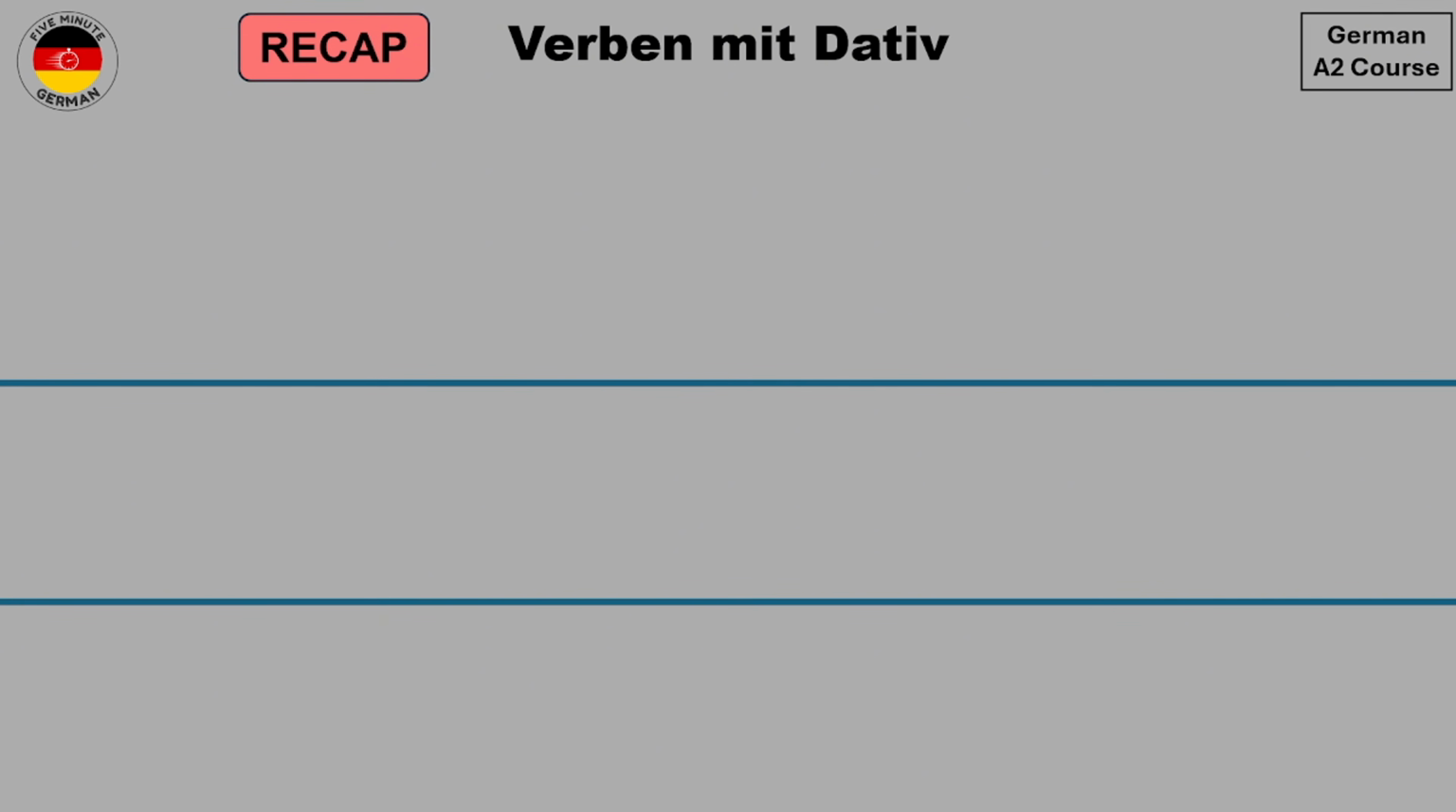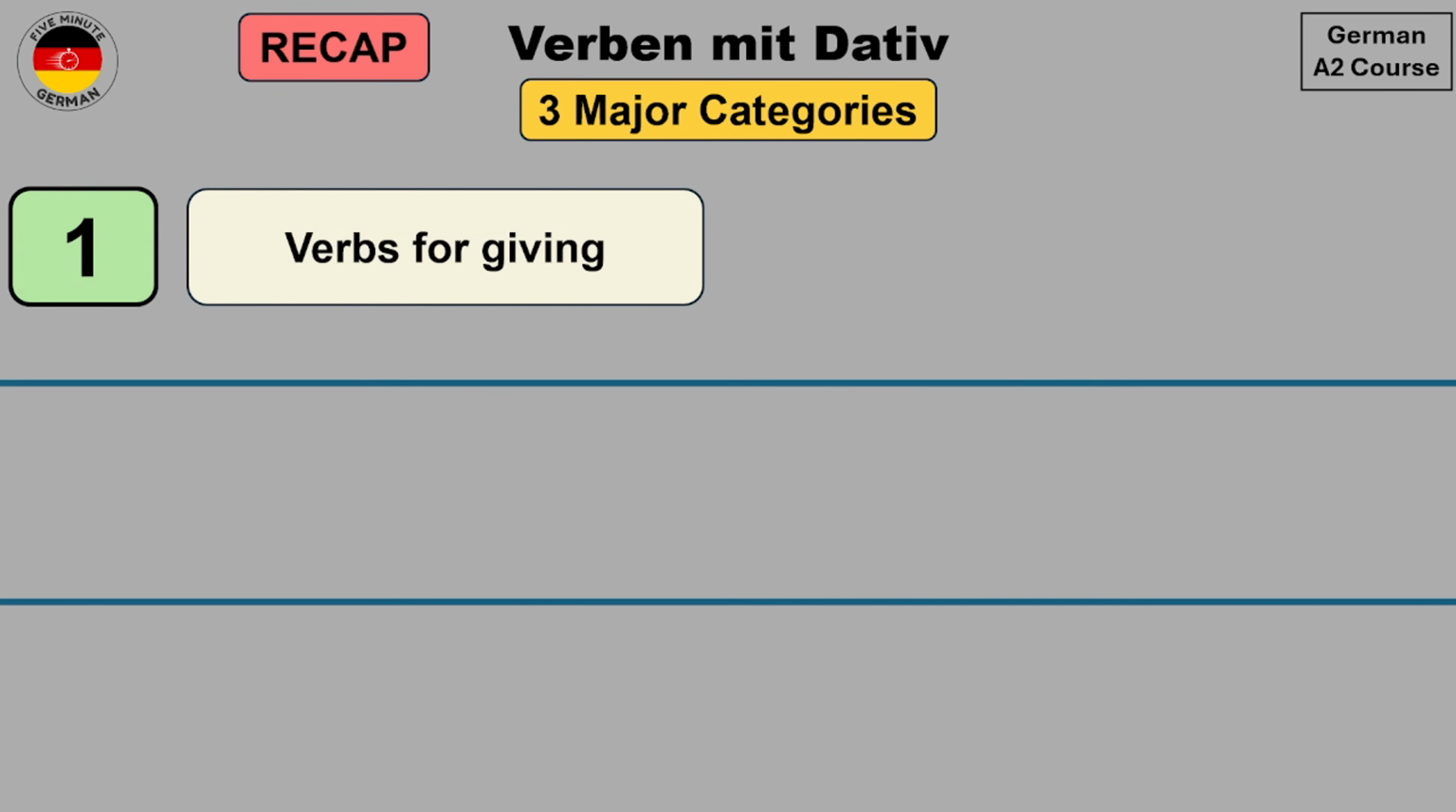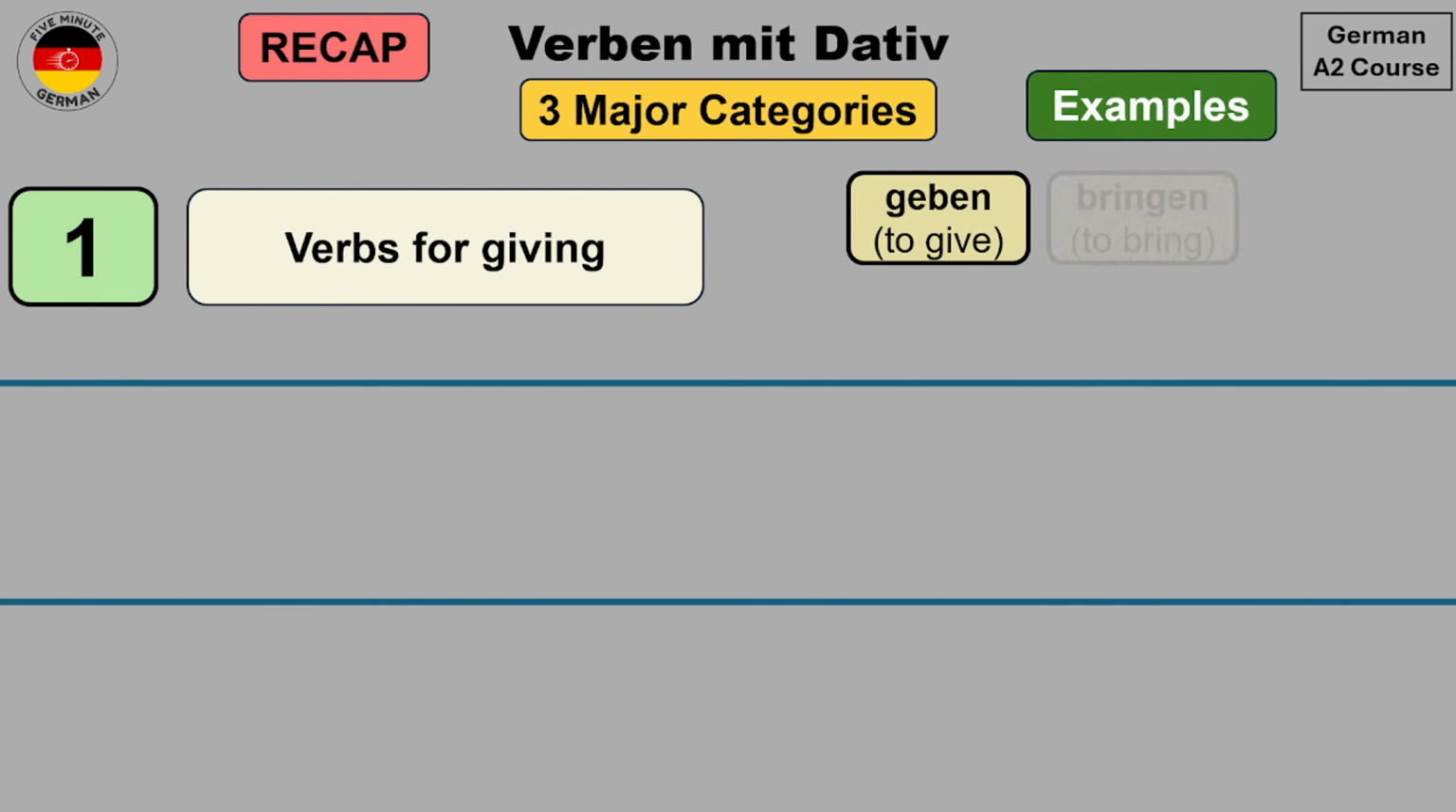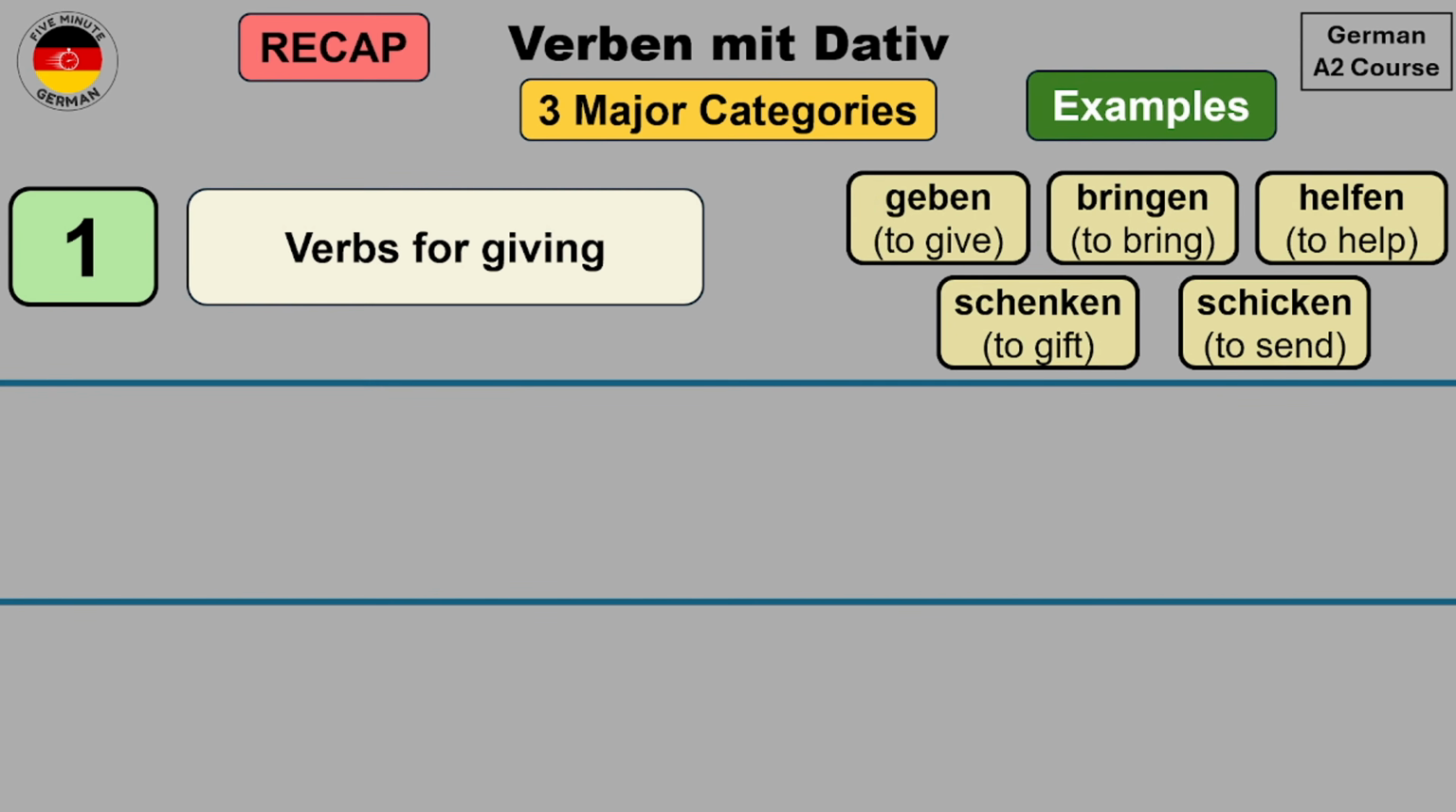The Verben mit Dativ can be divided into three major categories. The first category of verbs which require the dative case are the verbs for giving. Some examples of these verbs are geben, which means to give, bringen, which means to bring, helfen, which means to help, schenken, which means to gift, and schicken, which means to send. With these verbs, we will use the dative case.